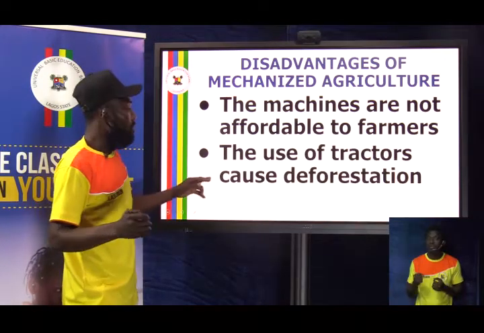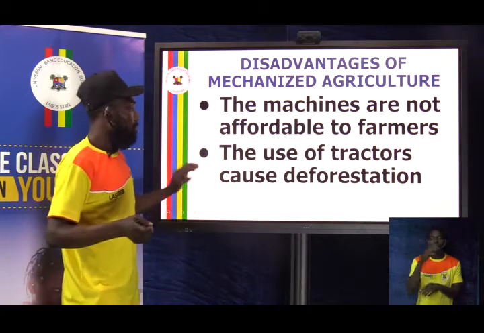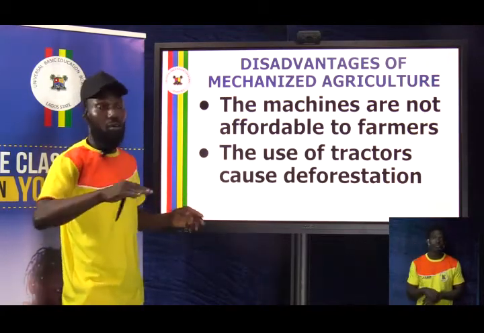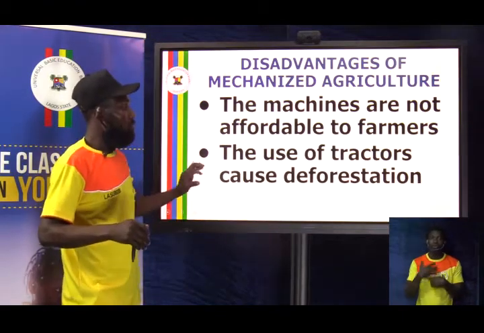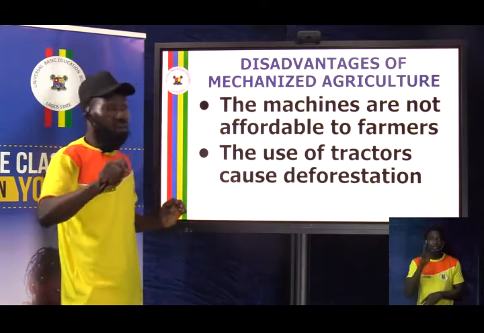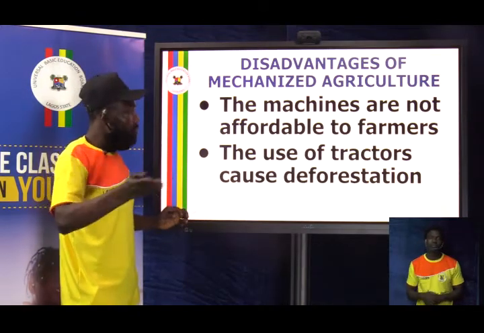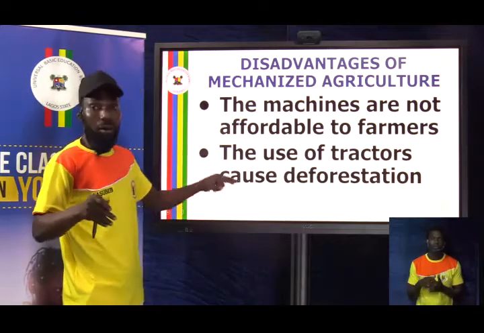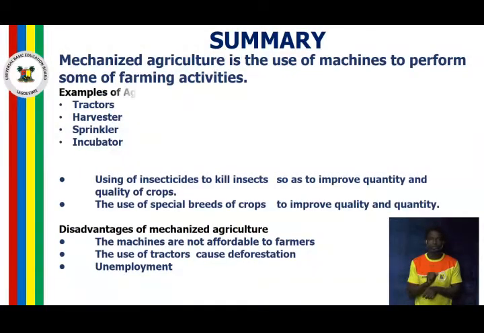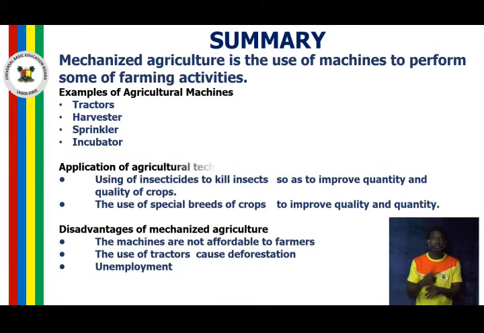The use of tractors causes deforestation. Deforestation is the cutting down of trees. Where you want to make use of tractors, the trees should not be there. They will hinder the movement of the tractor, so they will need to cut some trees or burn them, thereby causing deforestation.